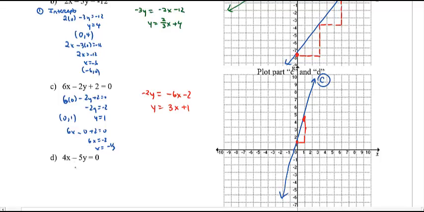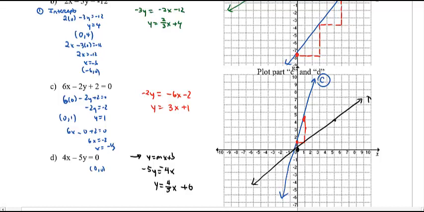And for the last one here, I think in this case, you'll get 0, 0. And you see how in this case, I only got one intercept because it just happened that both of them are at the origin. That's not good, so maybe changing it into y equals mx plus b is the better way for this one. Negative 5y equals negative 4x. Y then equals 4/5 x, and of course plus 0. So now I can go 5 to the right, 4 up, and there's my equation.